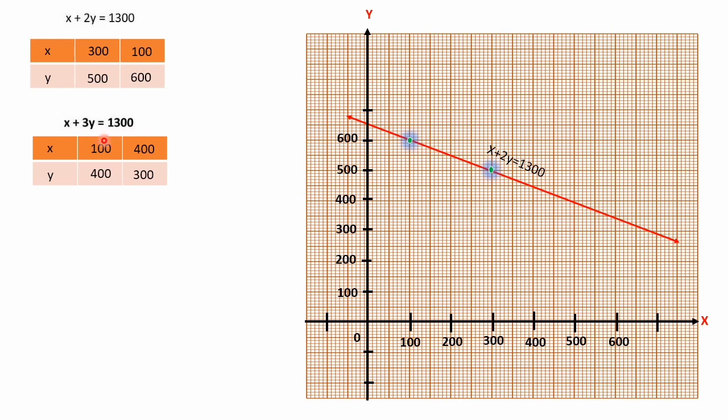We'll get a straight line and mark it as x plus 2y is equal to 1300. Next is x value 100, y value 400, which will be coming here. This is the point, so let's mark it. And x value 400, y value 300. The x value 400 is here, and to get y value 300, just move up. So this is the second point. Mark it, draw it by using a ruler, and you will get a straight line; label it as x plus 3y is equal to 1300. So this is the geometrical representation of the given data.